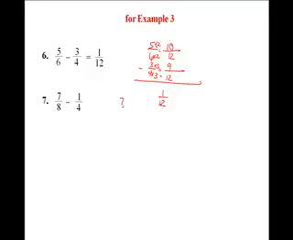So 7/8 minus 1/4. 8 and 4. The common denominator is going to be 8. That already has an 8. 7 minus 2 is 5. 5/8.